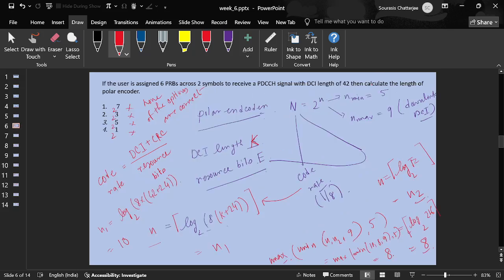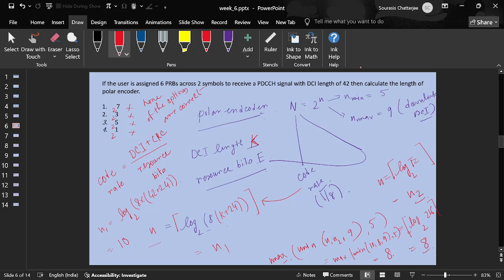Now we move to the second question. It's given that a user is assigned 6 PRBs across two symbols to receive a PDCCH signal with a DCI length of 42. Then we are supposed to calculate the length of the polar encoder. Now we see the polar encoder length, that is capital N here, can be a power of 2, that is 2 to the power of some integer n, where the minimum value of n is 5 and the maximum is 9 when you talk about downlink DCI.